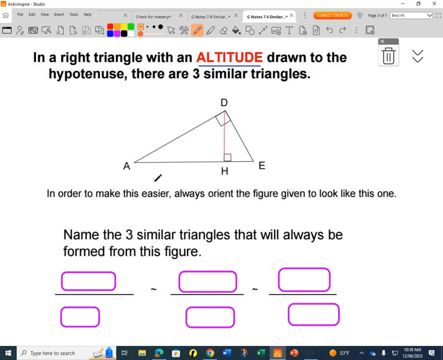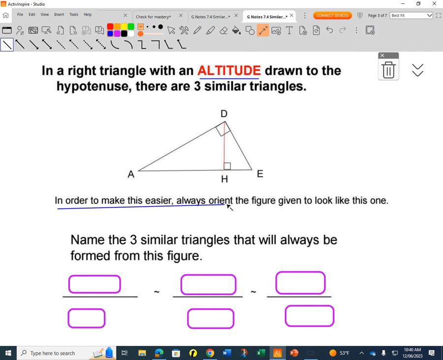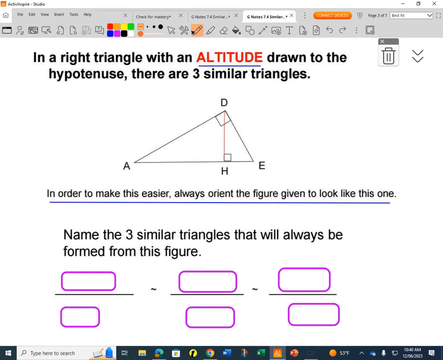So, we have to be able to distinguish what those three triangles are and how to name them with their corresponding parts in the same order. Remember, the order matters, right? We're always going to start with the big triangle. The other thing is, let's go ahead and underline this here. It will be helpful, especially when you're solving for missing measures. If your diagram is not positioned this way, rotate your paper and get yourself organized with the right angle at the top, and then the hypotenuse at the bottom, okay? I promise you that will help.